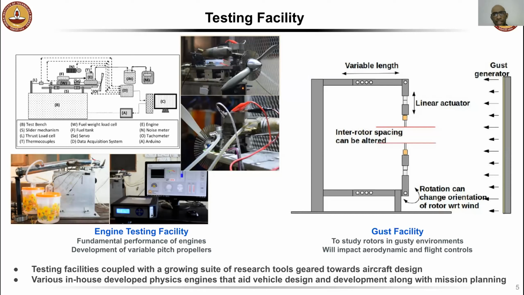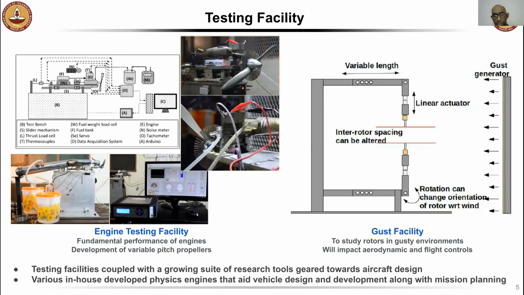And on the right-hand side is a gust facility. One of the most common things that we'll encounter on the open seas is changing winds, and that has the potential to upset the position, altitude, and attitude of the vehicle. So we want to better understand that and build robust controllers and better systems to handle it. So that's what one of the facilities here is.